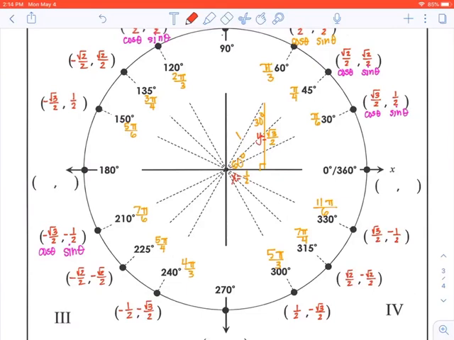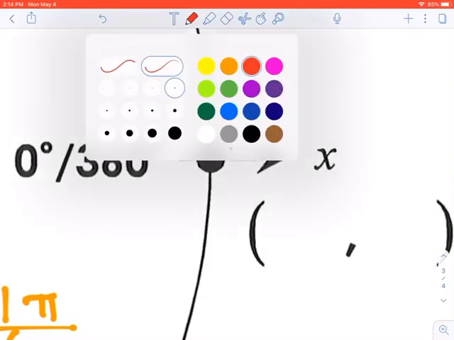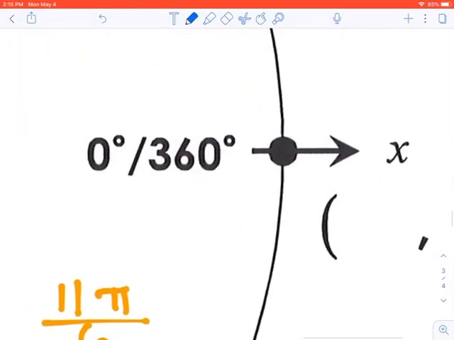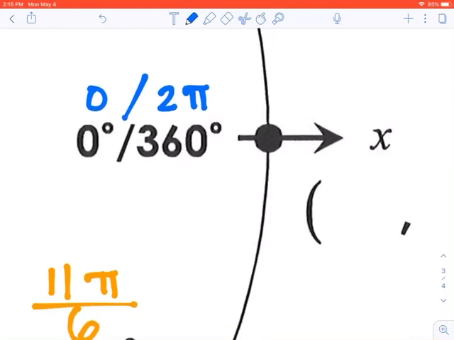All right, we just have to fill in the quadrantal angles. These are the ones that are at 0, 90, 180, and 270. So our last part here, let's use blue. All right, 0 degrees, first of all, is 0 radians. 360 degrees is 2 pi radians. This is the same exact angle. 0 degrees and 360 degrees are the same exact angle.